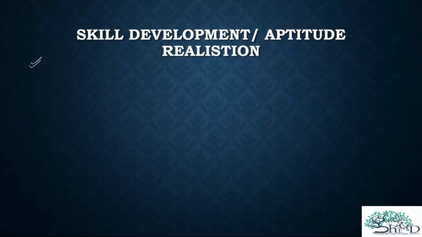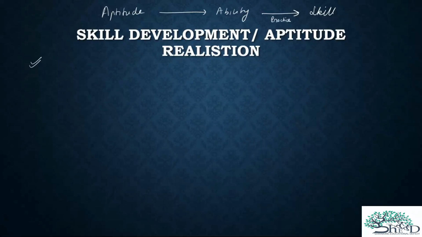Here we will understand skill development. The life cycle of aptitude realization is aptitude, ability, skill. Here, aptitude to ability, aptitude to skill. This you develop over a period of time by practice.